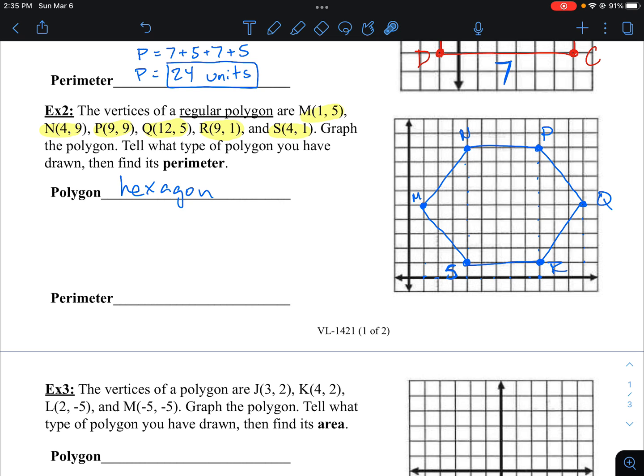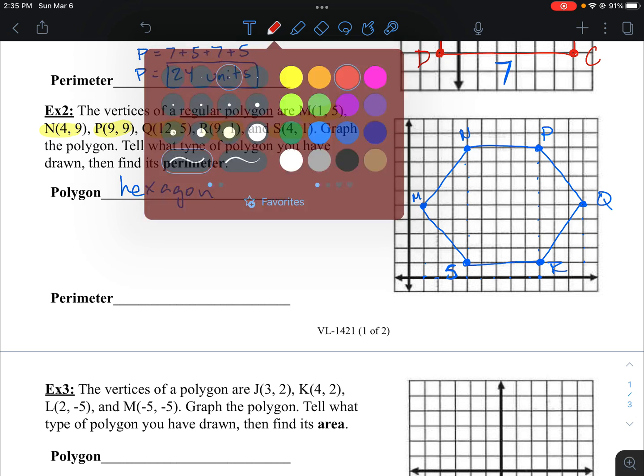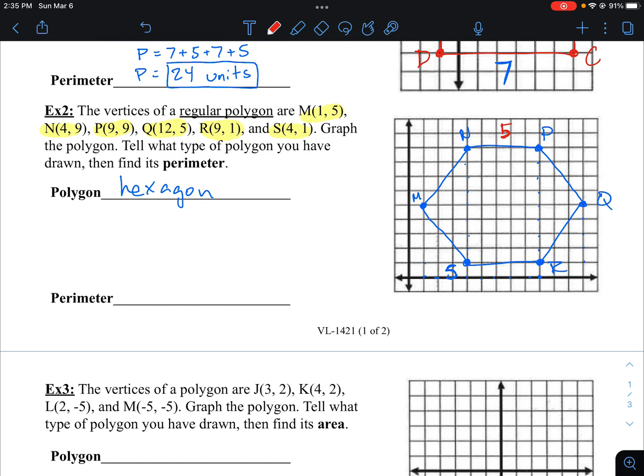Well, let's count from N. Let's see how many, N to P. I can't count from M to N because it's diagonal, but I can go from N to P. 1, 2, 3, 4, 5. That's 5 spaces. I've jumped. And then if I look at S to R, it's also 5 spaces. 1, 2, 3, 4, 5. So how can I find the distance of this side, or this side, or this side, or that side? Well, that's where we are going to look at this term right here, regular polygon.